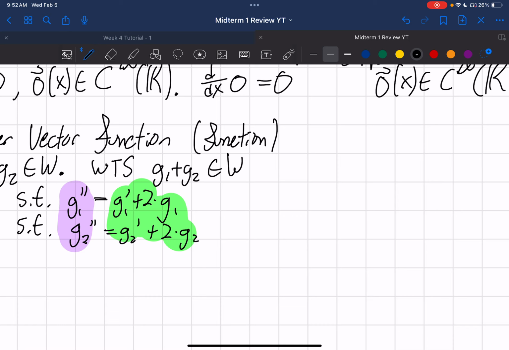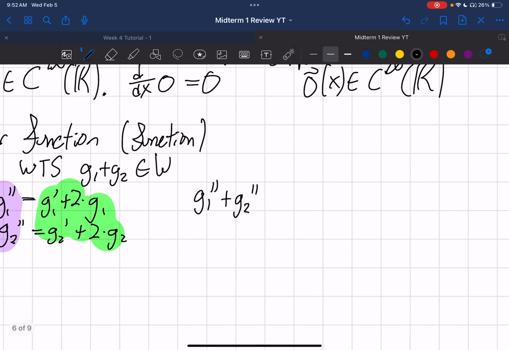So we want to see if G1 plus G2 is in our space. We're going to have something like G1 double prime plus G2 double prime is equal to G1 prime plus 2 times G1 plus G2 prime plus 2 times G2.